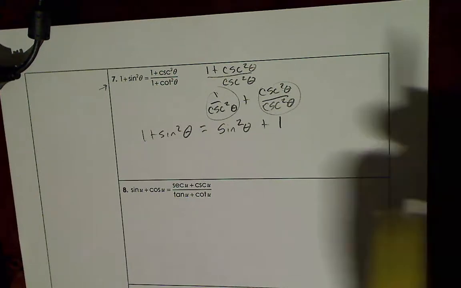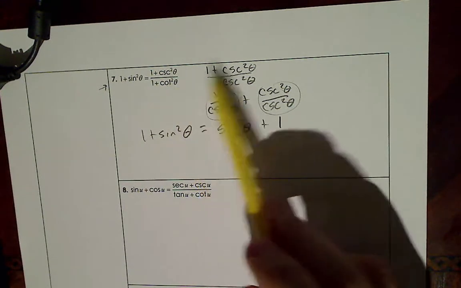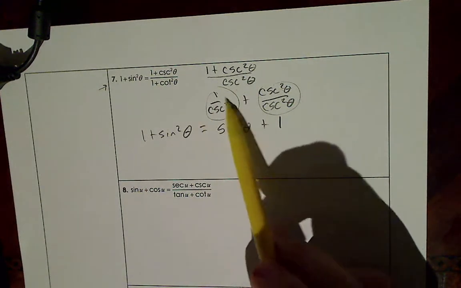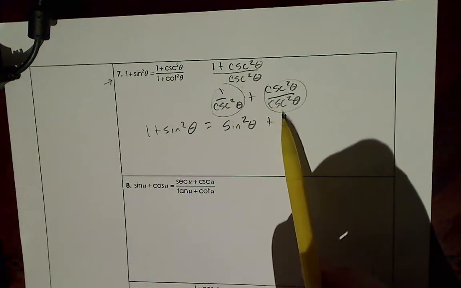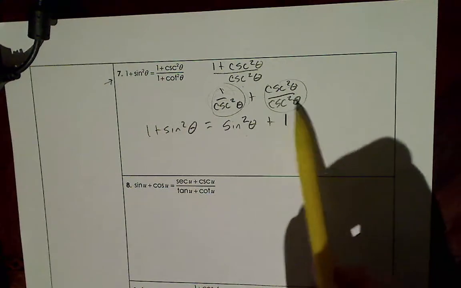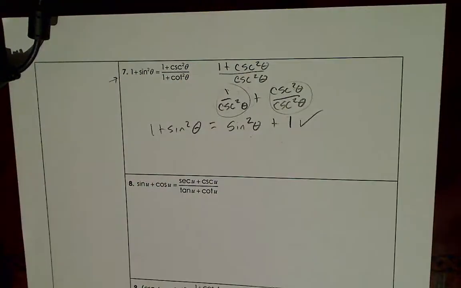It's actually a lot simpler than what I thought it was going to end up being. I went ahead and changed 1 plus cotangent squared into cosecant squared. Then I broke apart my fractions to where I had 1 over cosecant squared and then cosecant squared over cosecant squared. The reciprocal becomes sine squared, this becomes 1, and there's my verification. Not too bad.